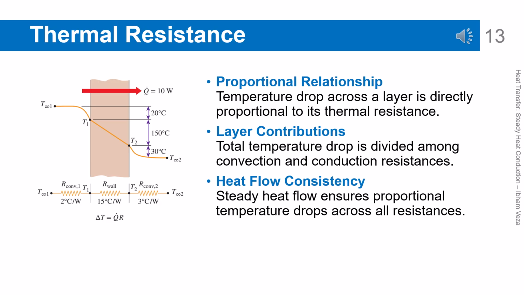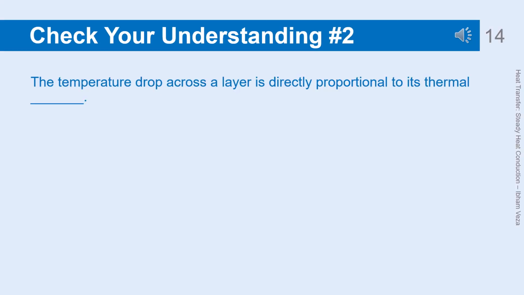The temperature drop across each layer is directly proportional to its thermal resistance. This means layers with higher resistance experience larger temperature drops. Under steady conditions, the heat transfer rate through all layers is the same. The total temperature drop is distributed among the resistances according to their proportions. This principle is the basis for determining interface temperatures in multi-layer systems. The temperature drop across a layer is directly proportional to its thermal resistance.